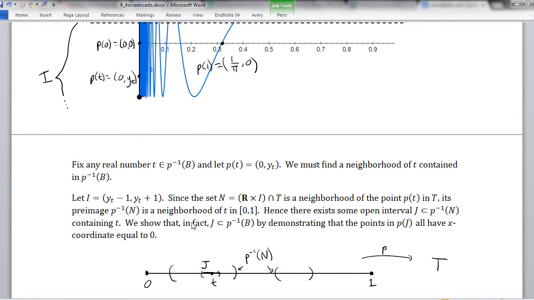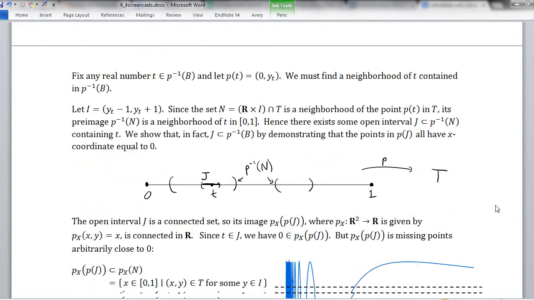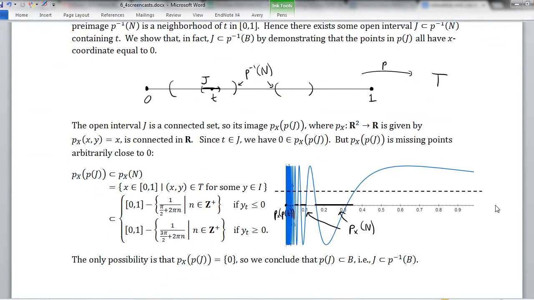So we have an open interval J in the preimage of N containing t. We're going to show that this J is contained not just in the preimage of N, but actually in the preimage of B, which will give us the neighborhood we need. We're going to do that by demonstrating that the points in p(J) are all in B, in other words, they all have x-coordinate equal to 0.